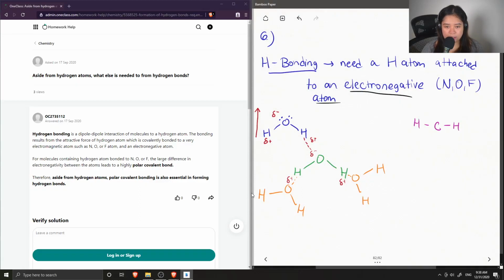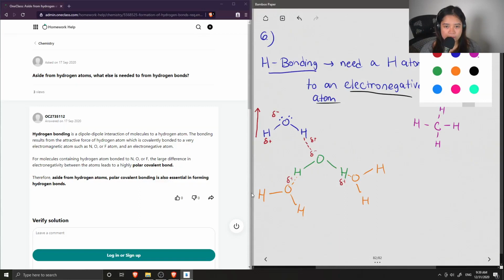a methane molecule, this is a nonpolar molecule, so that same dipole moment that happens in the water won't take place in a methane. Let me just put like an X in between.